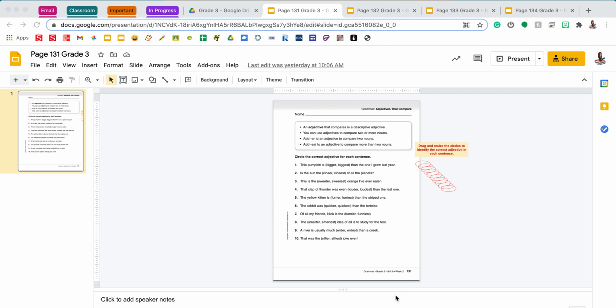Because of spring break, these grammar pages are going to last the whole 2 weeks of spring break. So you're going to be assigned grammar page 131 on March 29th, grammar page 132 on March 30th, grammar page 133 on March 31st. Then we have our spring break. Your last grammar page, page 134, will be assigned on April 7th, and our grammar quiz will be on April 8th. So let's take a look at our first page.